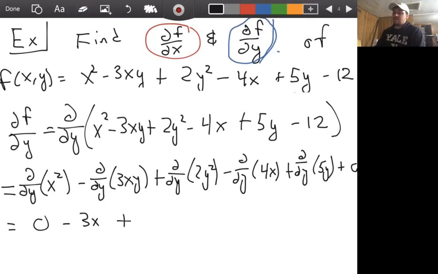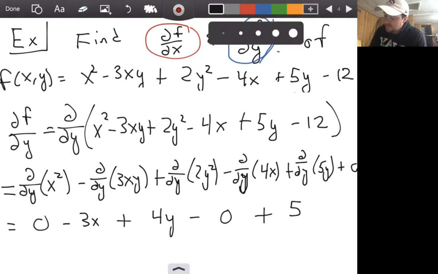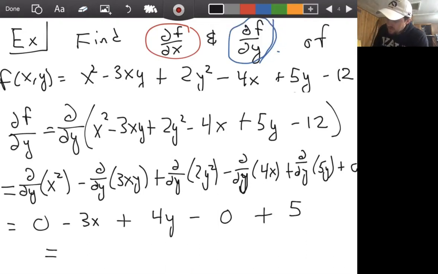Plus, what's the derivative of 2y squared with respect to y? Well, there's no x's in here, so just standard power rule, 4y, minus the derivative with respect to y of 4x. That is a constant because we're treating x as a constant. So this is minus 0. And then we have plus the derivative with respect to y of 5y, which is plus 5, right? And so the partial derivative of the function with respect to y is negative 3x plus 4y plus 5.